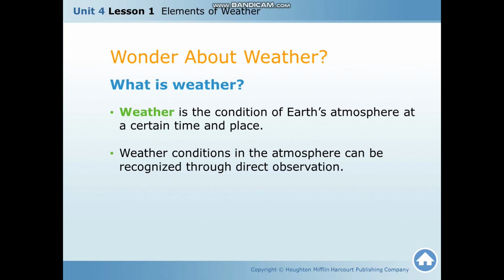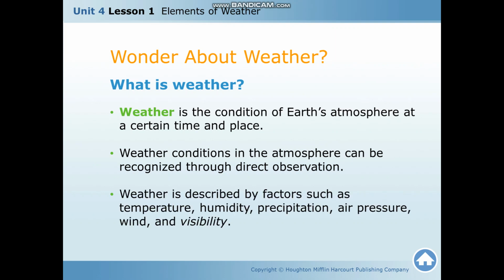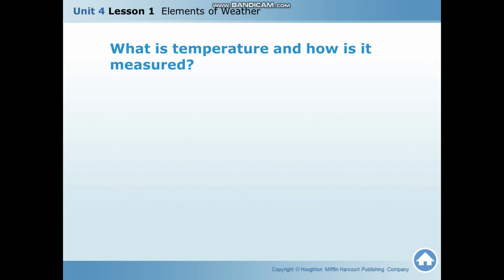Weather conditions in the atmosphere can be recognized through direct observation. So, if you go out and take a look, you will see whether the sun is up or whether it's a gloomy day or whether it's about to rain or whether the weather is fine. So you can observe it using your eyes. Weather is described by factors such as temperature, humidity, precipitation, air pressure, wind, and visibility. So these are the things related to weather.